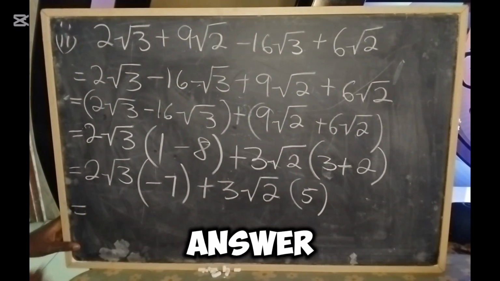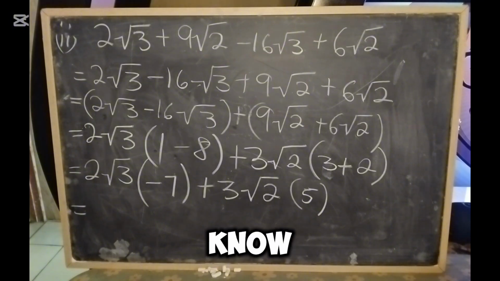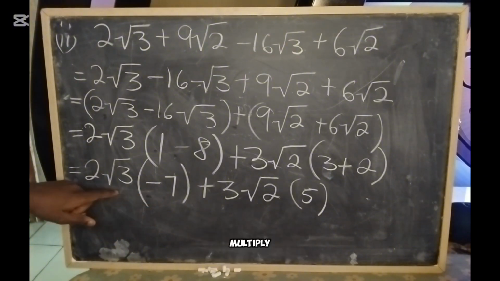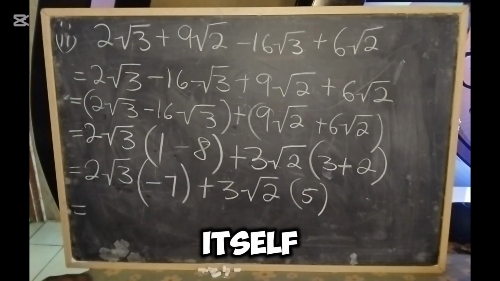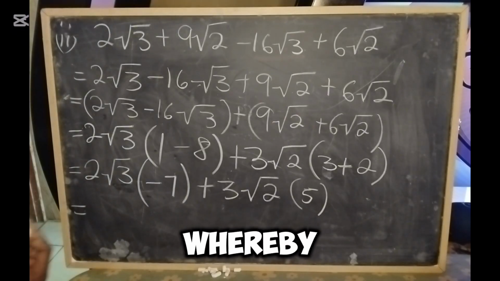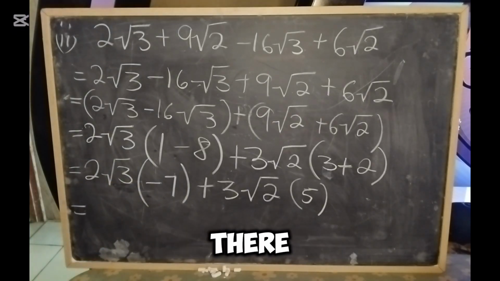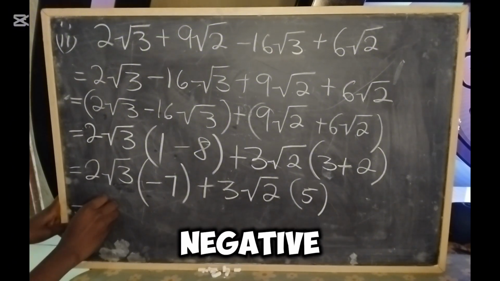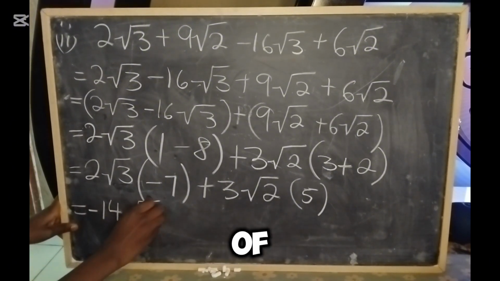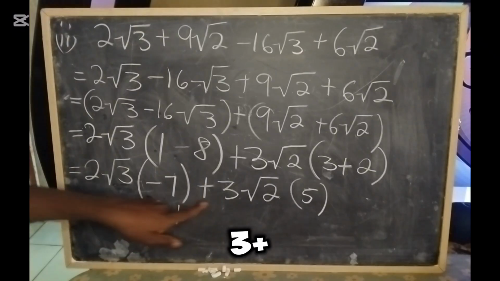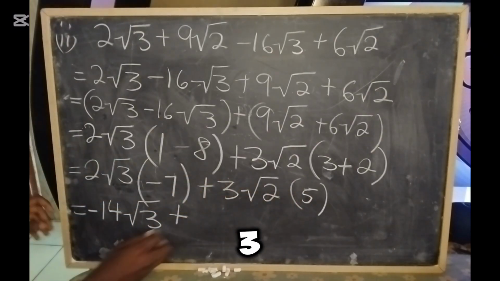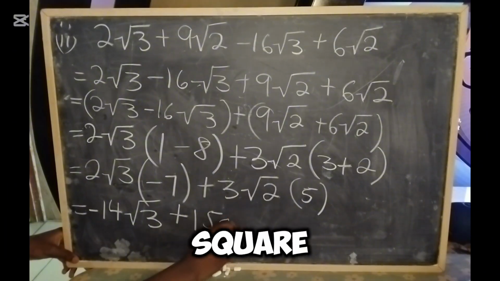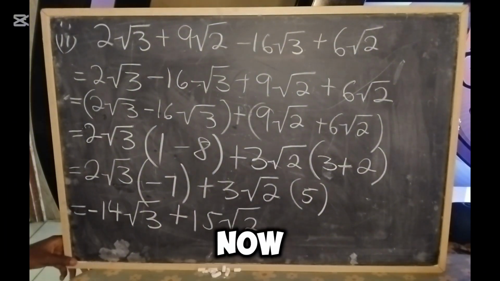Then your final answer is, just know that this negative 7 won't multiply inside the root because it doesn't have a root itself. If it had a root, that's whereby it multiplies inside the root. Therefore, there is no root, which means it will multiply outside. So it's going to be negative 14 square root of 3 plus, now 5 will multiply outside. So it's going to be 5 multiplied by 3, and that's 15 square root of 2. Then now you conclude your answer.